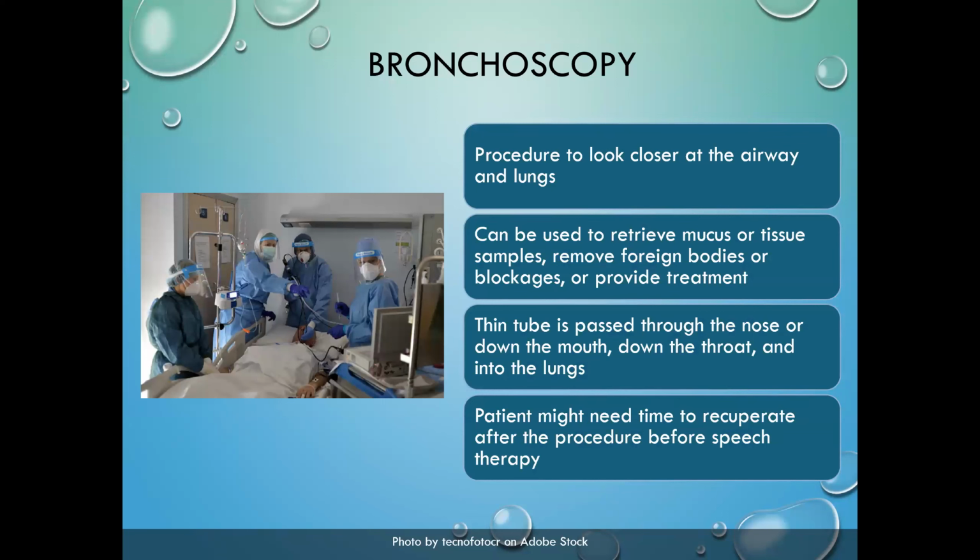Okay, the next video that you have to watch is going to discuss more procedures, but because we just talked about bronchoscopy, I thought this would be a good time to give an overview of that procedure. So a bronchoscopy is a procedure that uses a scope to look closer at the airway and lungs. As we just talked about, it can be used for trach placement. It can also be used to go down and retrieve mucus or tissue samples. It's used to remove foreign bodies or blockages and to provide other treatments. There's a thin tube. It's passed through the nose or down the mouth.